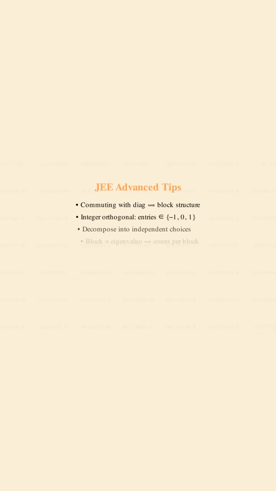G-tip: when a matrix commutes with a diagonal matrix, it must respect the eigenspace structure. For integer orthogonal matrices, the entries are restricted to -1, 0, and 1 because the columns must be unit vectors. Counting problems like this often reduce to a product of independent choices. Always decompose the problem into blocks corresponding to distinct eigenvalues.